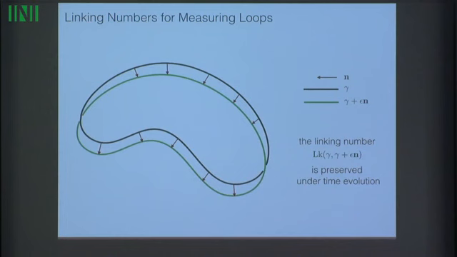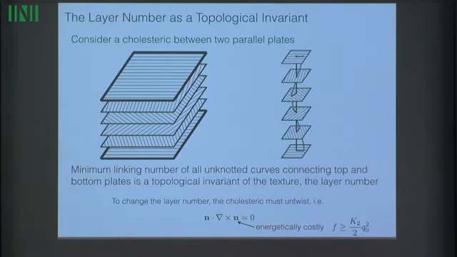And if this linking number is well defined, it's topological, it's an integer, it can't change, it's preserved under time evolution. And if that's the case, then you can consider a cholesteric between 2 parallel plates, and you look at a curve that goes from the bottom plate to the top plate, and you count the linking number. Now you have to connect them back up, but it's not really a big issue. Then the minimum linking number of all unknotted curves connecting top and bottom plates is a topological invariant of the texture, and in this simple case, it's the layer number. And to change the layer number, you must untwist the cholesteric, i.e. pass through a region where n dot curl n is 0.